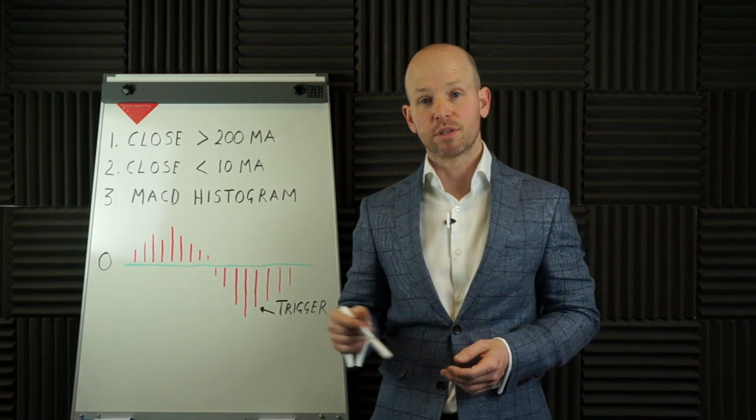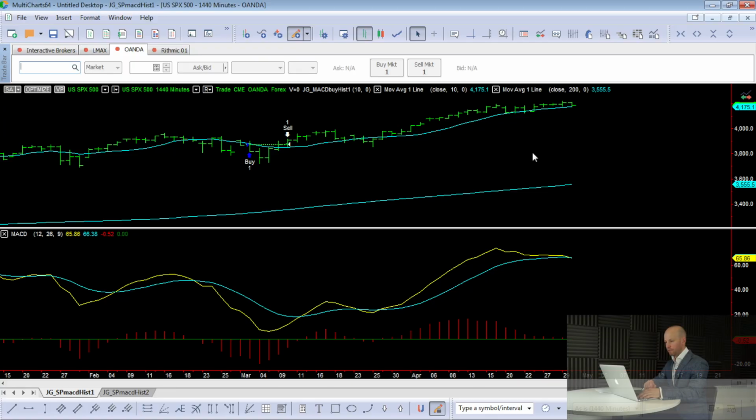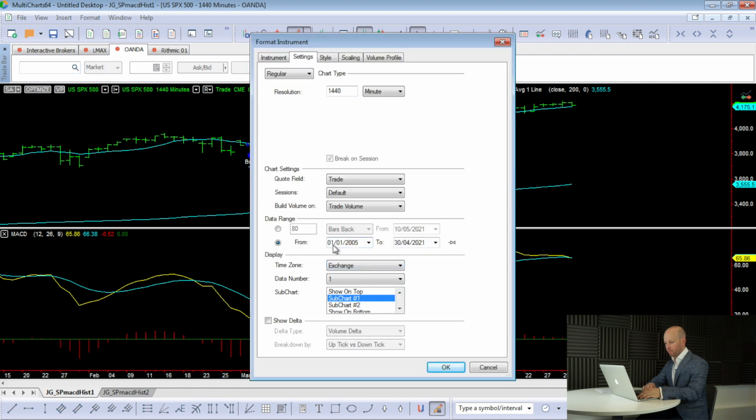Now let's go over to the computer and look at the results. Here in this first workspace, we're looking at the full dataset range. So we're looking at data from the 1st of January 2005 through to the end of April 2021.